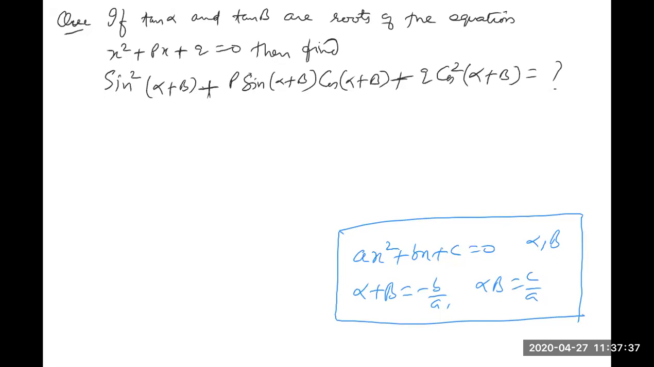I think everybody knows this. It was there in the 10th class. Sum of roots is equal to minus b upon a, that means minus coefficient of x divided by coefficient of x square, and product of roots is the constant term divided by coefficient of x square. We divide by the coefficient of x square.